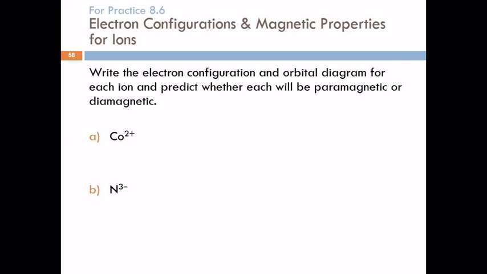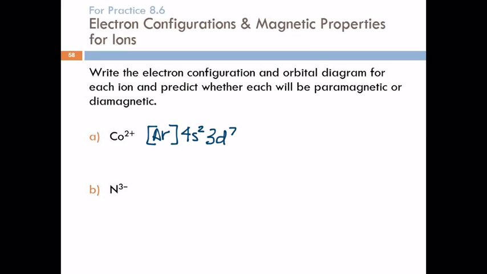So cobalt. Well, cobalt has 27 electrons. Let's use the noble gas electron configuration. So we'll start with argon. And then what comes after argon? 4s2, 3d7, right? 1, 2, 3, 4, 5, 6, 7.